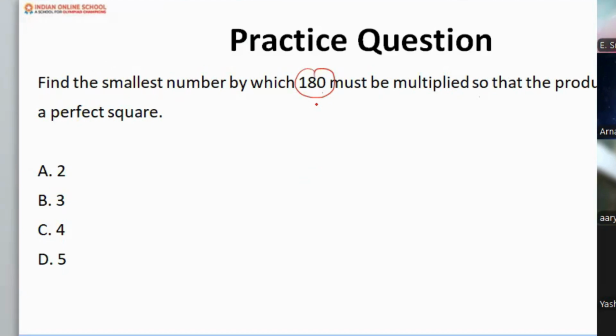How can we solve it? Let me give you one hint. Just do the prime factorization of 180.